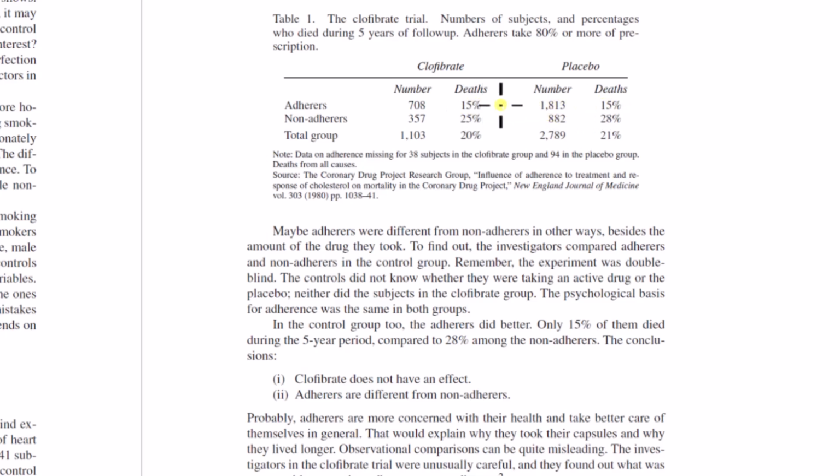This clearly shows that the clofibrate didn't help, right? You have 25 to 15 and 28 to 15. So the conclusion is that the clofibrate does not have an effect. Adherers are different from non-adherers. Okay, so you see how in an observational study, confounding variables are naturally introduced because the subjects are deciding which group they're in. There's going to be bias in that.